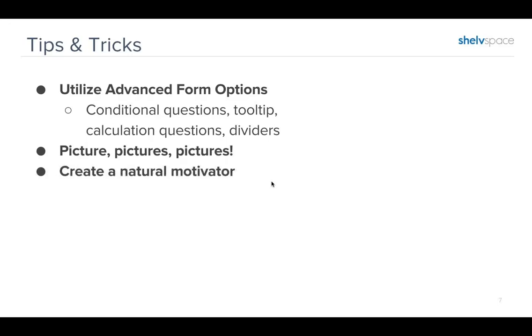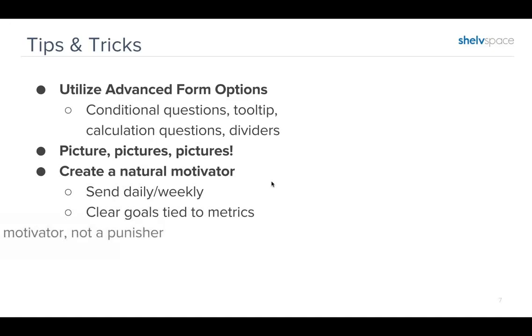Third, make this a natural motivator. Don't turn the retail execution plan into a punisher. Make it a motivator. You want to, again, like we talked about, send out daily, weekly, and clearly define what the goals are based on these metrics. If you have something that is very important in your company, whether it's pushing a specific product or pushing new placements or pushing a demo, make sure that it's tracked and that it's in the form and in your reports. And you will find that this will just naturally motivate your team to outperform each other.